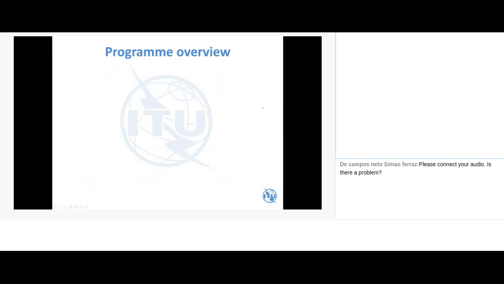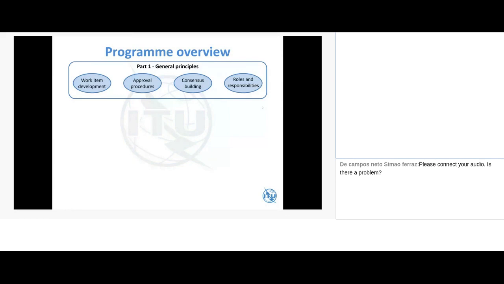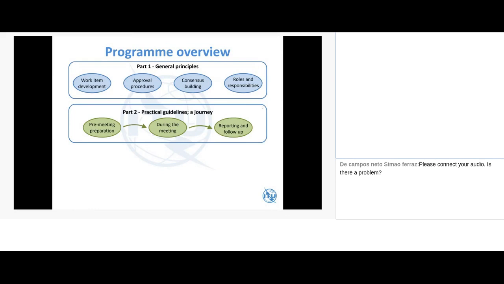So the overview I just mentioned, there are 3 parts. The first is very high level strategic. It's about the general principles of how we develop work items, how we approve work items, how we build consensus, and even what is consensus. And we'll look at the specific roles and responsibilities with a focus on leadership roles or management roles within the study group.